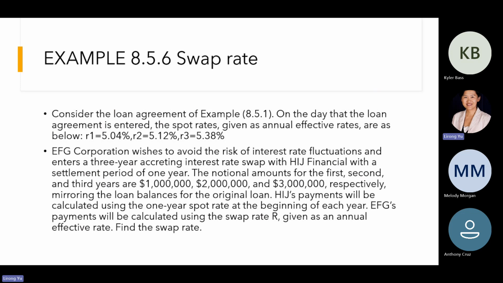We're going to use our spot rate. You can calculate the floating rate interest rate payment. Now we want to calculate a swap rate R. The last line of the question is finding the swap rate. So suppose R is the swap rate. We want to determine the rate R that makes the total present value for both parties equal to each other.